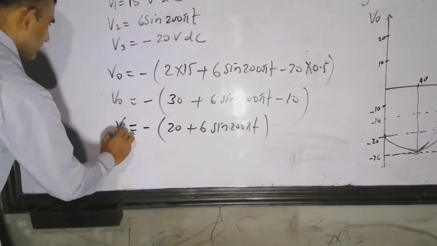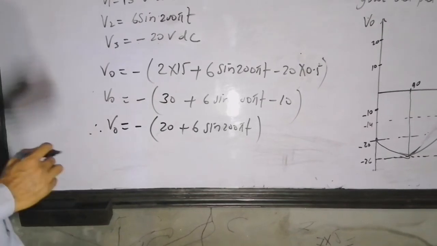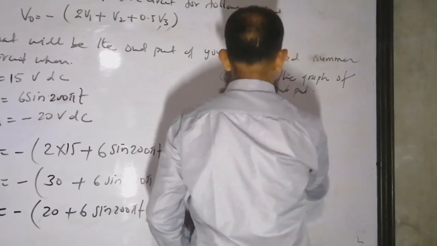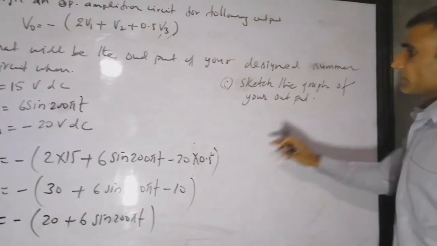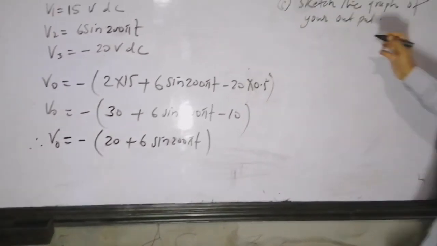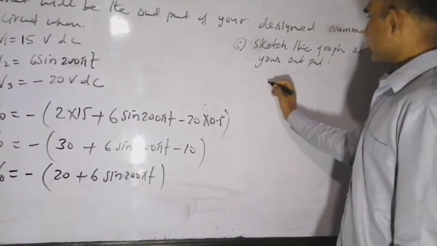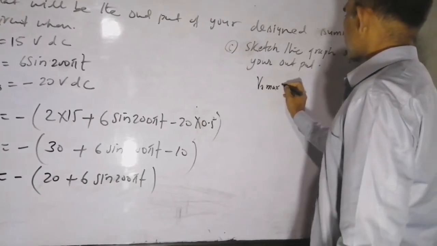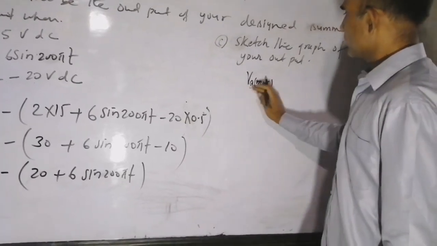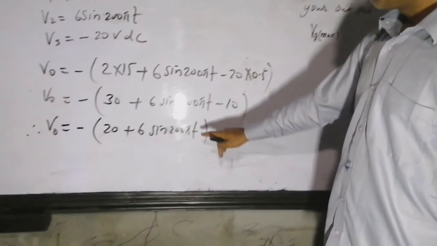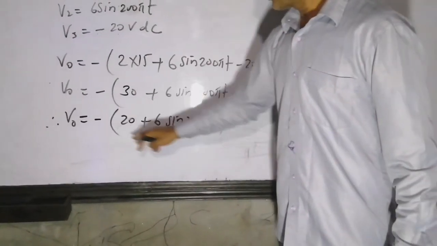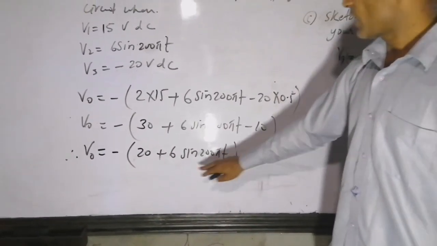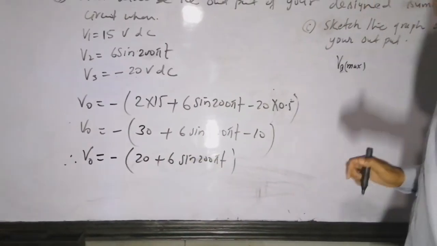So this is our function. Our next question is, if the question is to sketch the graph of this function, then what could we do? We have to find the maximum value and minimum value of V out. See from this expression, when this term is 0, then our output remains minus 20 only.